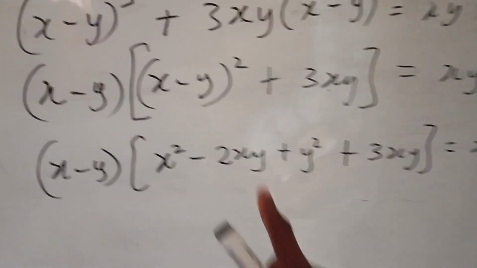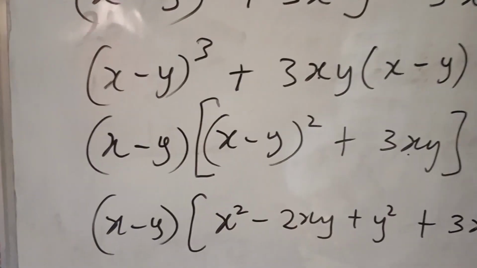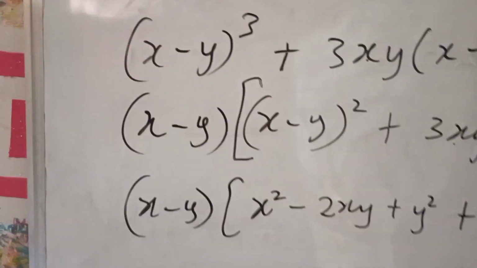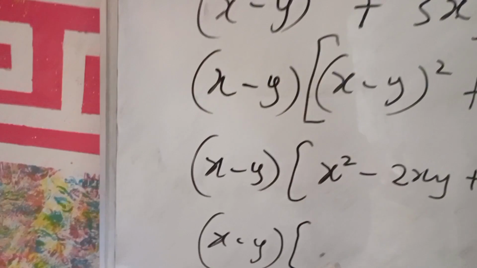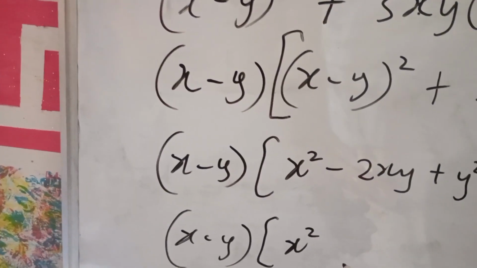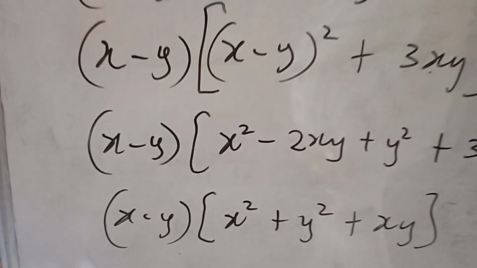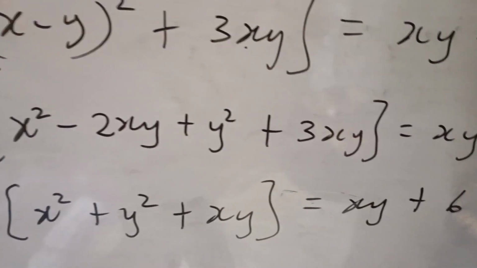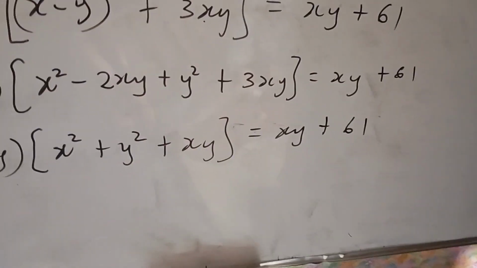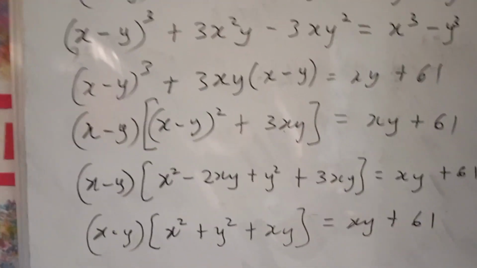Okay, so here we have a negative 2xy and we have a positive 3xy, so this is like 3xy minus 2xy, and that becomes 1xy, right? Okay, so we have (x minus y) times (x squared plus y squared plus 1xy) equal to xy plus 61. So that's what we have.